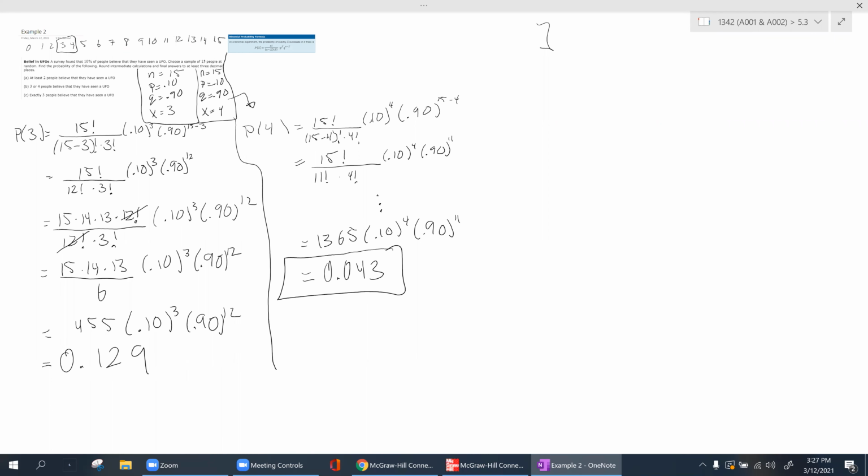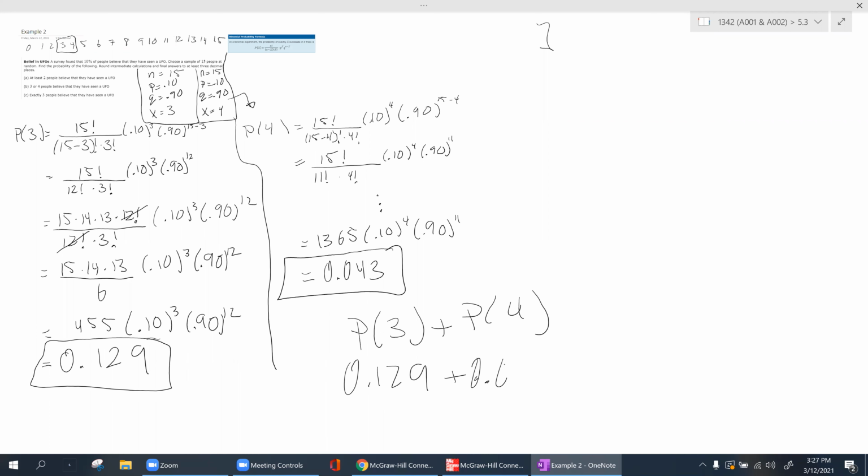I get 0.043. Right, and it says I'm finding for 3 or for 4, right? All this states is I find the sum of these two values. So then this here would be 0.129 plus 0.043, which gives me 0.172. Very nice.